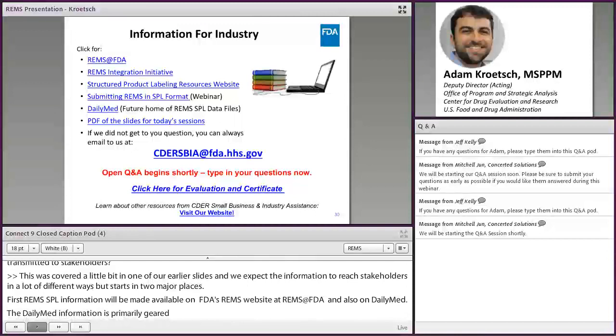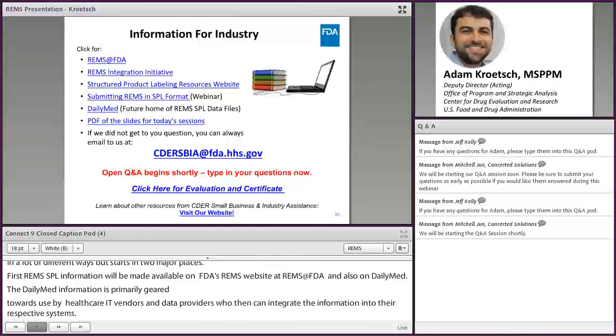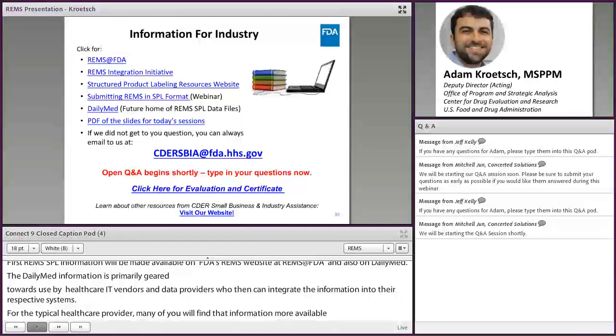So I think for the typical healthcare provider, many of you will find that information more available to you without really even accessing that SPL directly. You'll see it in your systems thanks to the integration into your systems that was done through that DailyMed data.